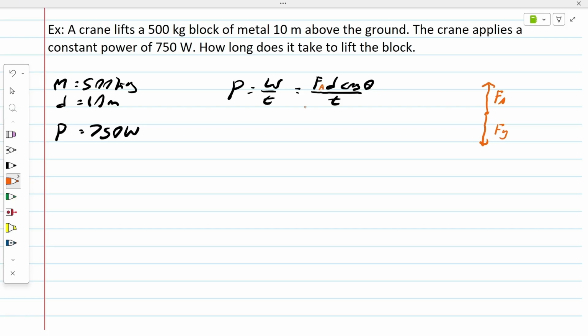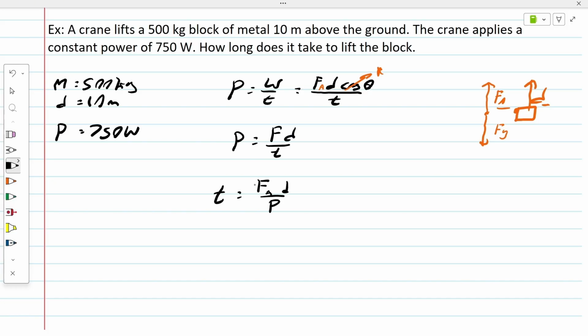So this is going to be the applied force. And since the block, let's say we have our block here, is moving in this direction, the force and distance are in the same direction and they're parallel, so this cosine of theta will just go to 1, since theta is 0. So we can rewrite our equation as power equals the force times the distance over time. And so now we're just looking for time, so we can rearrange the equation for time as the force applied times distance over power.